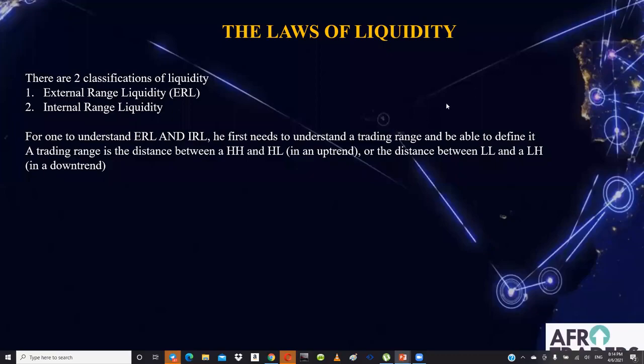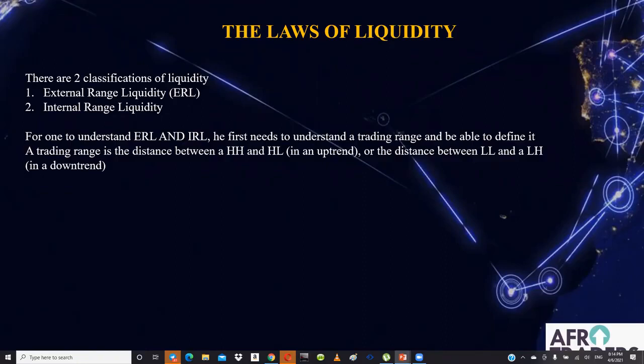All right, welcome everybody. Today we are going to look at the law of liquidity. I don't think it's the entire law of liquidity, but from my own perspective, this is a bit of what liquidity is about. Okay, so in this lesson, we are going to look at two classifications of liquidity. That is external liquidity, which is external range liquidity, and internal range liquidity.